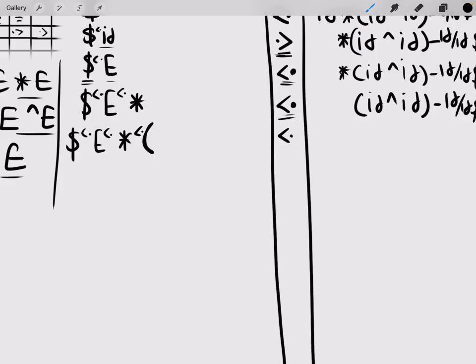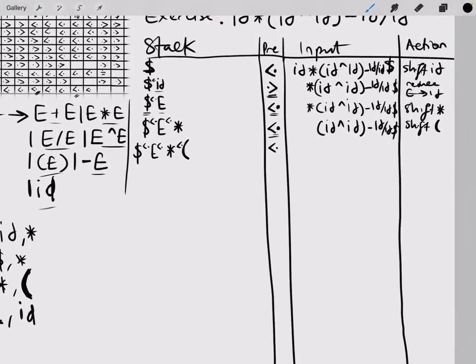So it means we can shift ID. Alright, let me just write the input buffer. What do we have here? Expand that for readability. So we shift ID. Alright, so we will have dollar sign, ID. Now ID, what's on the input buffer?